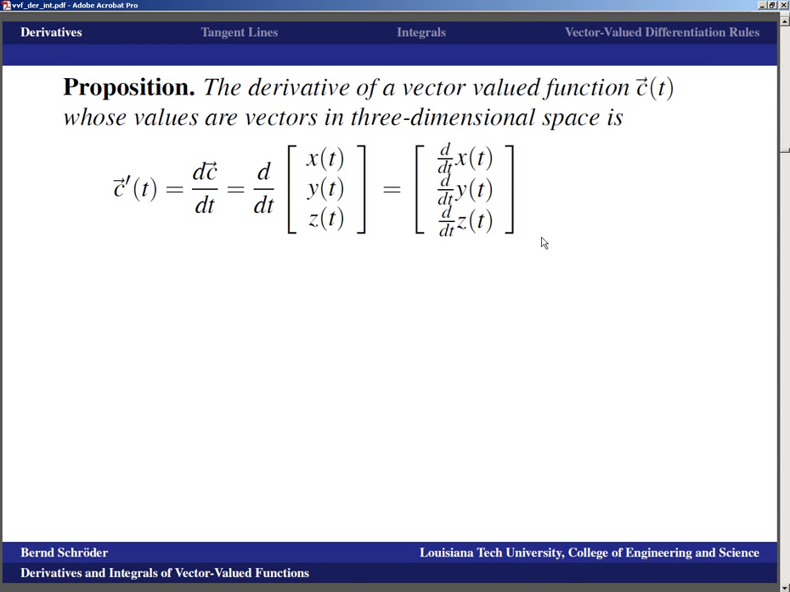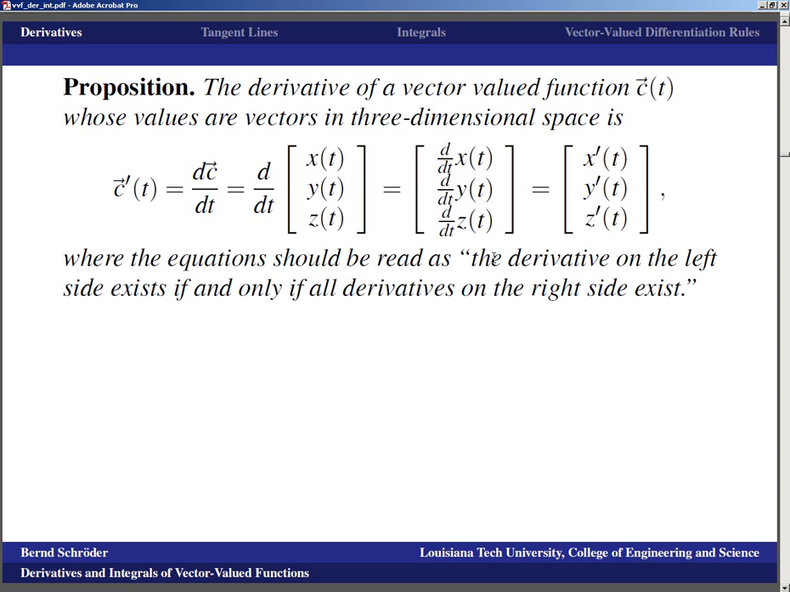Whenever we're working with vector-valued functions, typically all operations that we know from single variable calculus, such as addition, subtraction, multiplication with a scalar, as well as derivatives, and ultimately we'll also see that this is true for integrals, are all done component-wise. That's x prime, y prime, z prime. The equation should be read as: the derivative on the left side exists if and only if all derivatives on the right side exist. If something goes wrong here, something must go wrong over there, and vice versa.